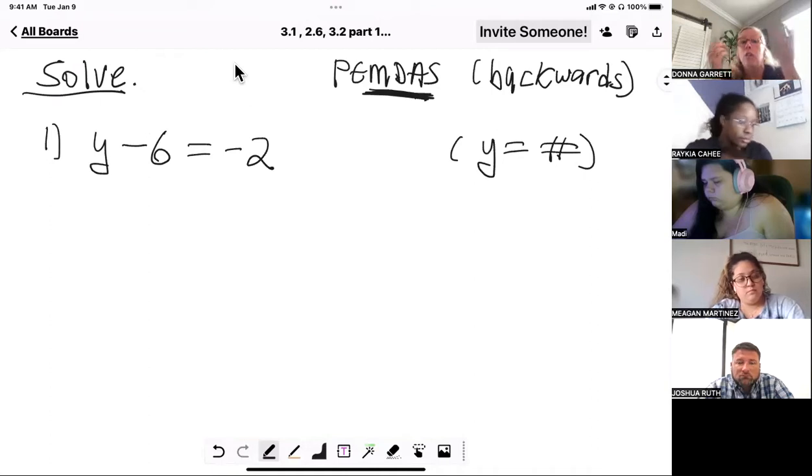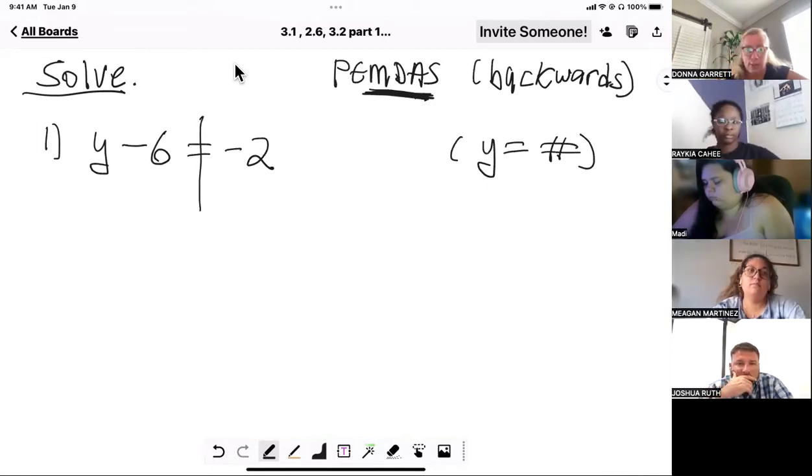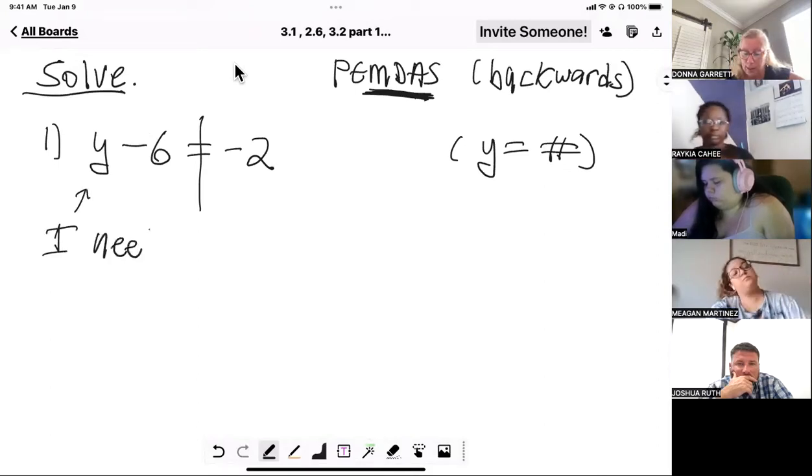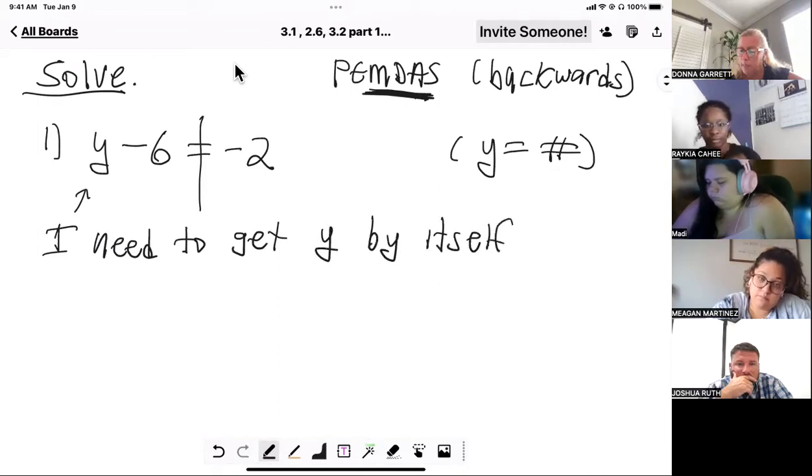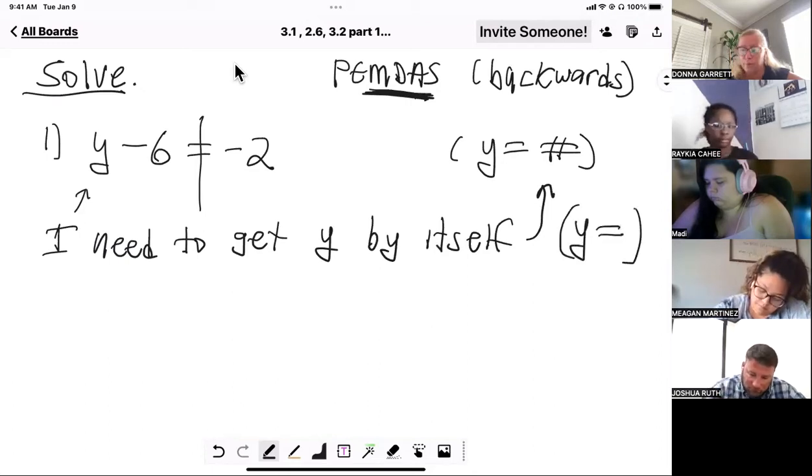So how do we show work? Well, the equal sign is like your division sign. Let's put it this way. That's your two sides of the equation. I have the right side and the left side of the equation. My y is on the left side. I need to get y by itself, meaning I need to get y equals. How do I do that?